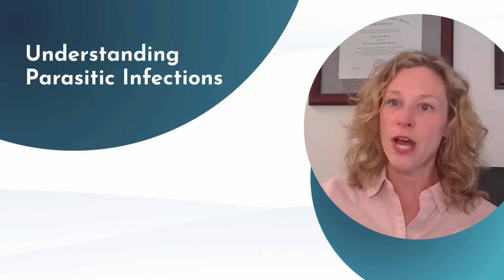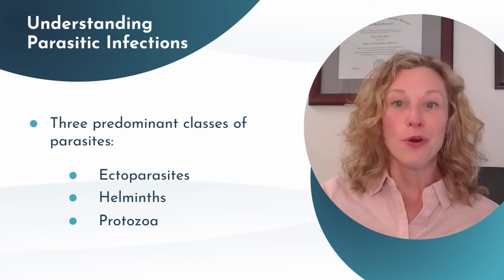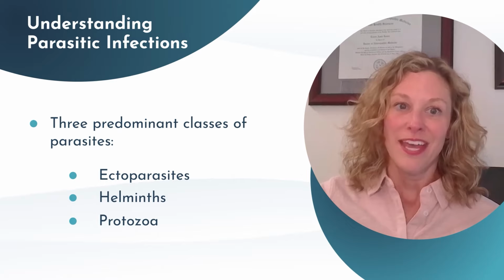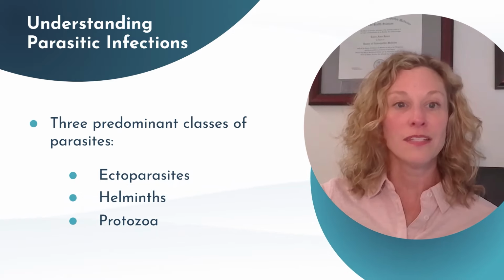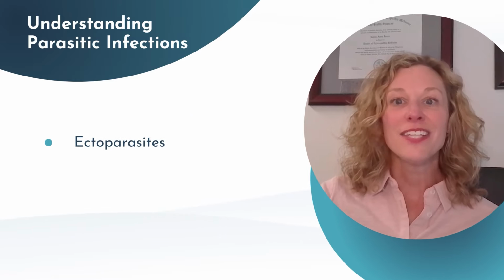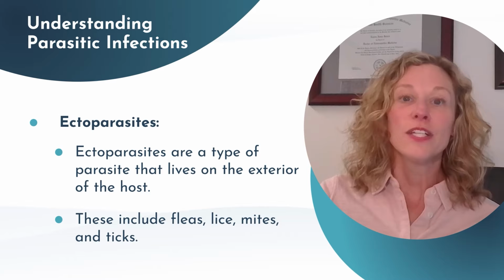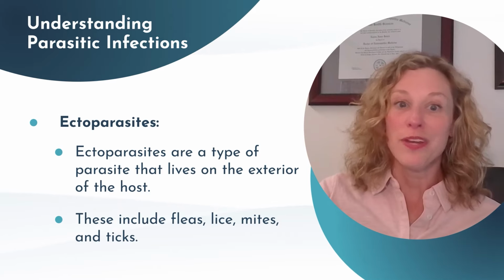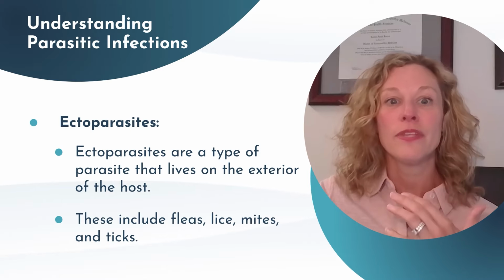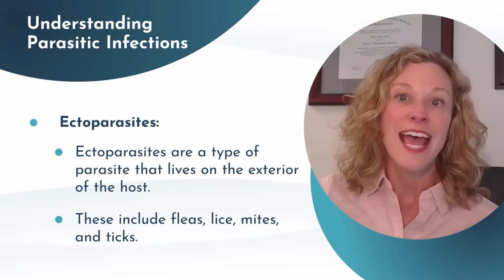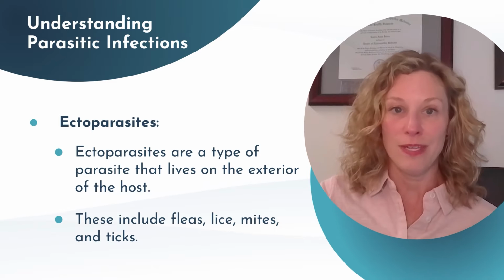There are three predominant classes of parasites. This includes ectoparasites, protozoa, and helminths. So all three of these are known to cause parasitic infections in humans. Let's start with ectoparasites. These are parasites that live on the exterior of the host. So these include several that we are familiar with: fleas and lice and mites and ticks and scabies. So these ectoparasites are vectors that can carry infection through blood, affecting both animals and humans.